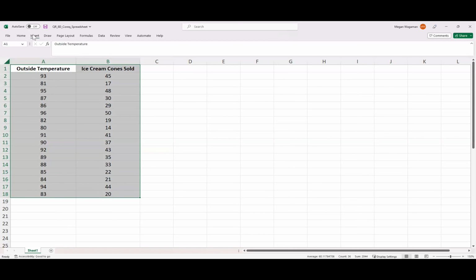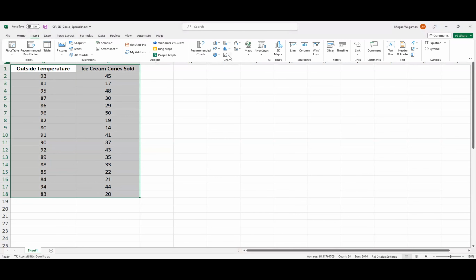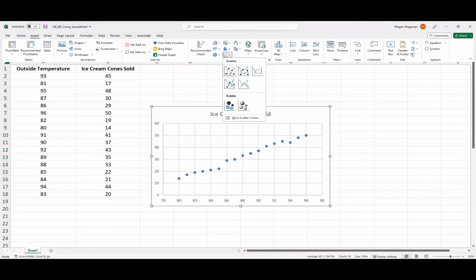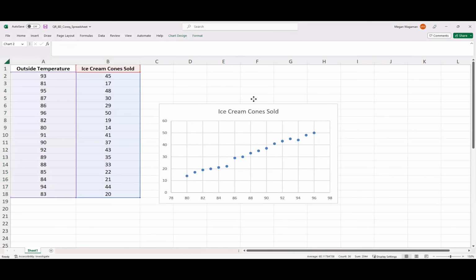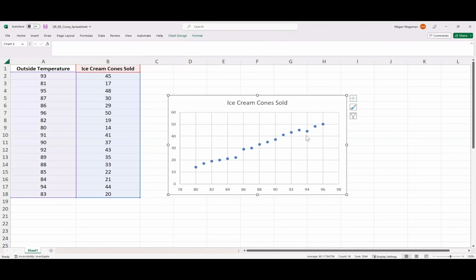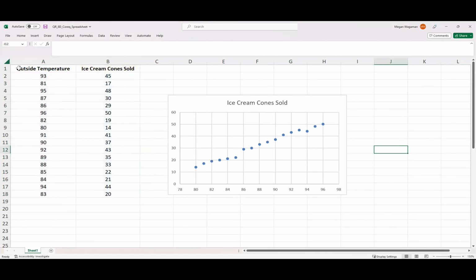Now I'm going to insert a scatter plot. It looks like this is what I want. I just want it to make dots for each individual point. So I'm going to do that. We can add some details to this graph, but this is the main idea that we want. Just to check, this is saying that when it's 93 degrees, 45 ice cream cones should be sold, and that matches up to that point. So it seems to have done what we wanted.